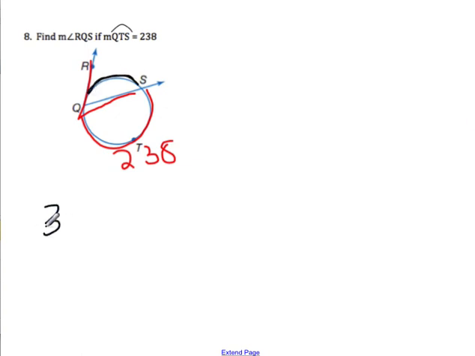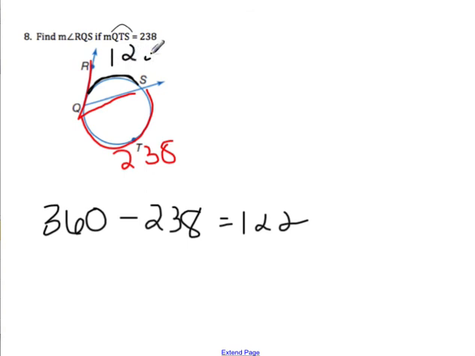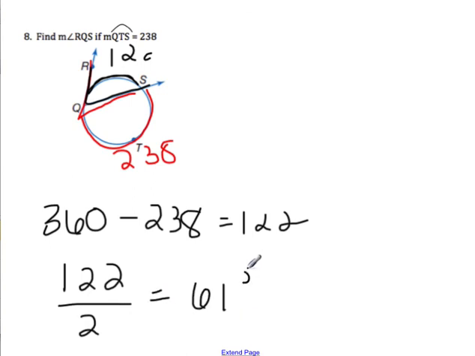To do that, we're going to take 360 and subtract the angle measure that was given to us to get that other arc. And then we end up getting 122. 122 goes here. Now remember, to get that angle measure, it's going to be 1/2 of the intercepted arc. So we're going to take 122 and divide that by 2. And when you do that, you end up getting 61 degrees.